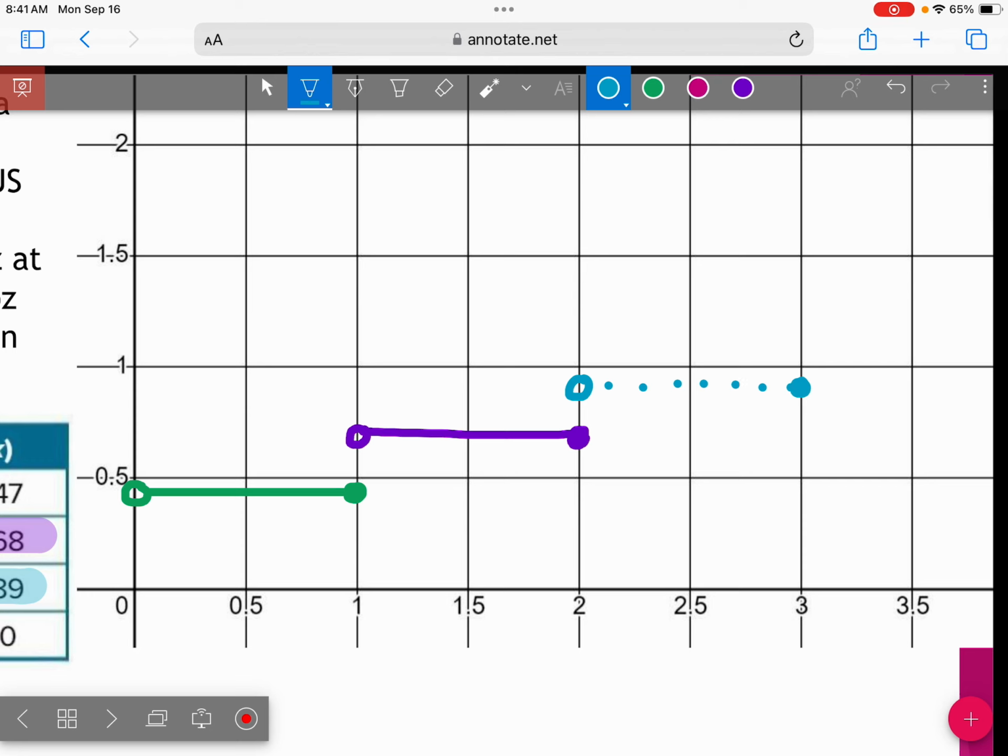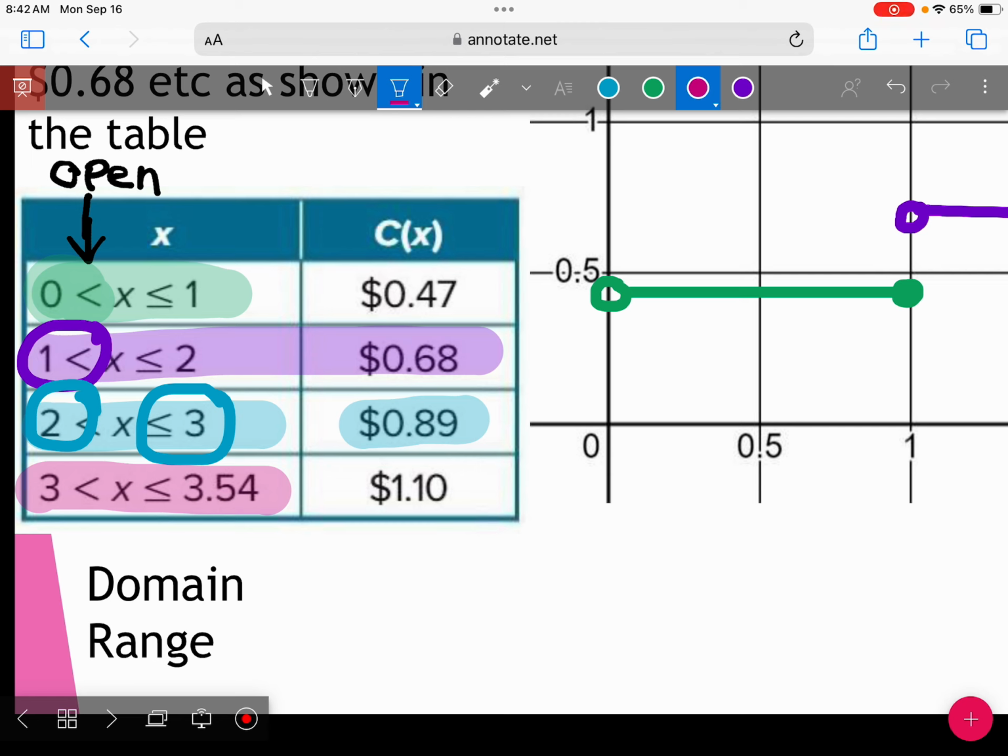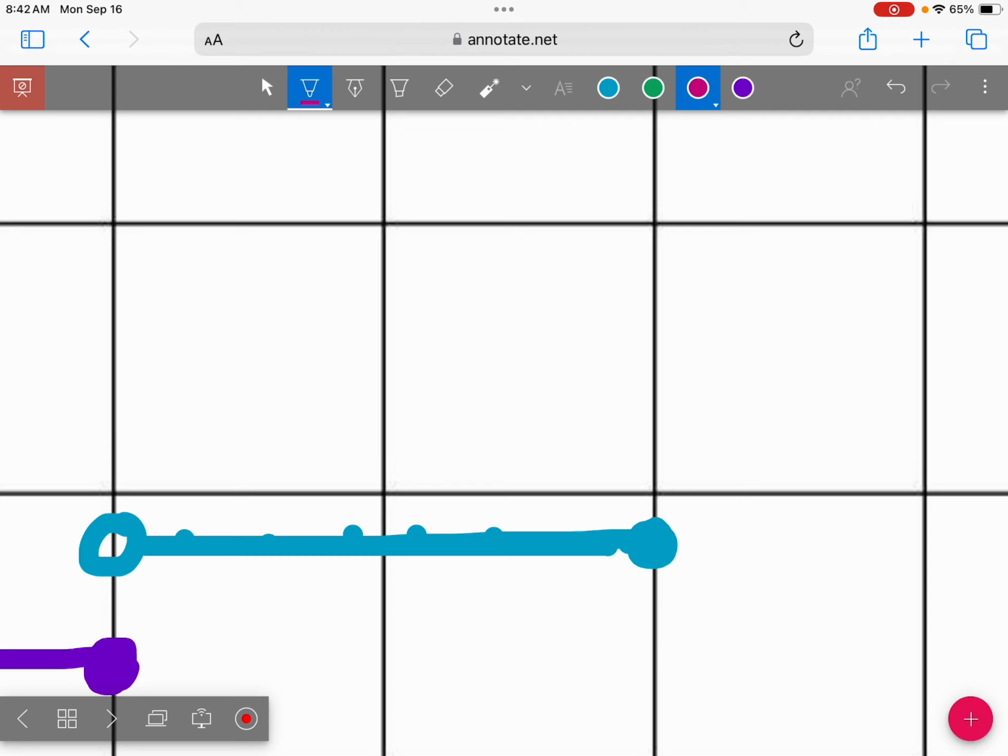All right, so now I have from 3 to 3.54, which feels like a weird unit. I believe it's because it makes it 2 kilograms, something like that. Makes something weird metric-y. It's going to be at $1.10. So the second we get over 3 ounces, it jumps again, all the way up over $1 here. So 3 and $1.10 gets an open circle.